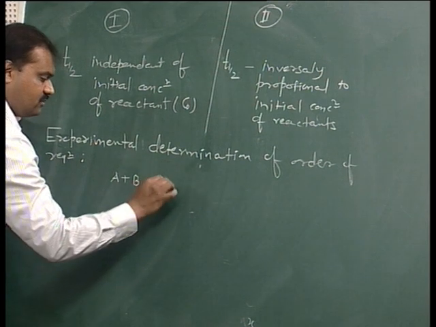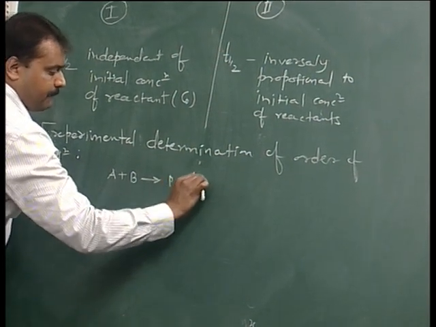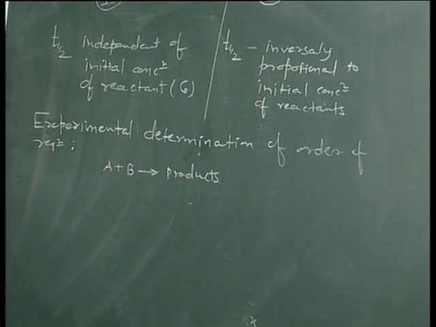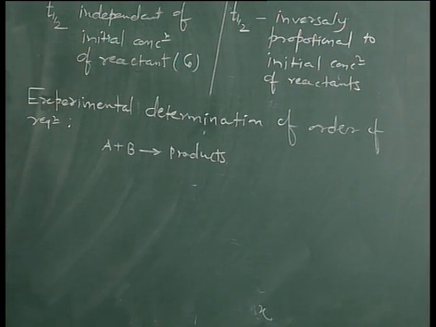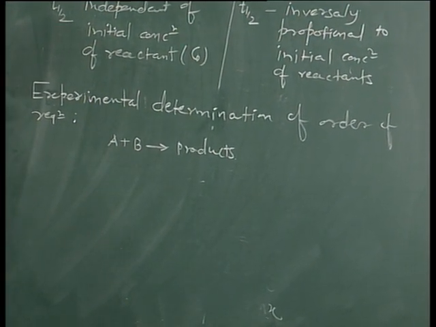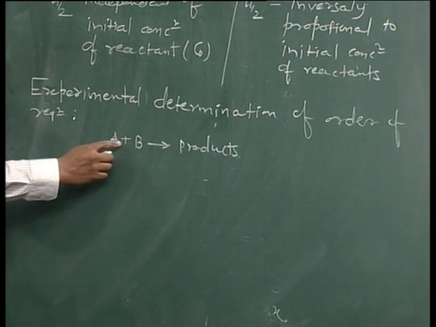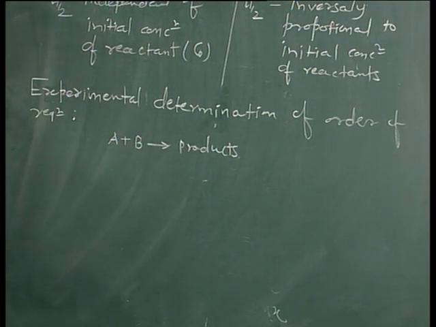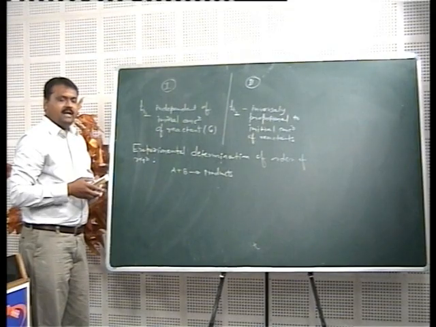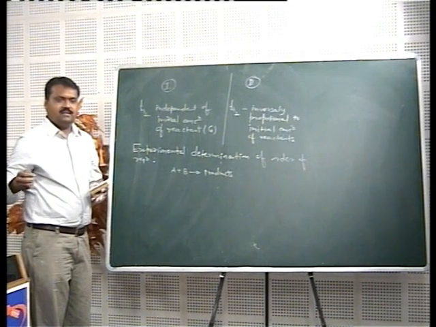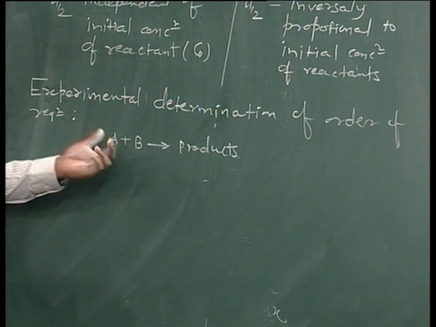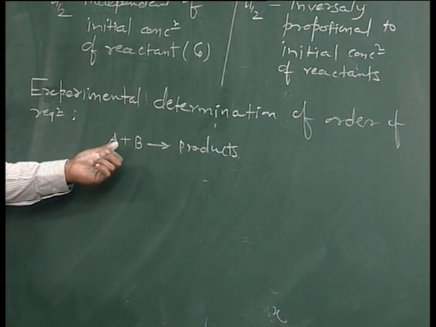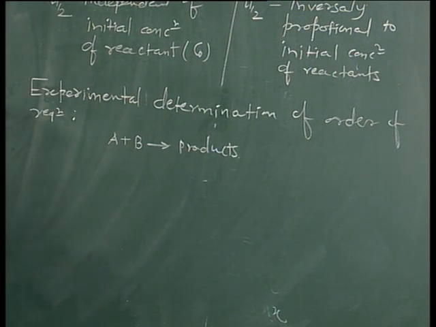A plus B to give products. Now if we want to determine the order of this reaction, according to experimental methods, we will start with a certain concentration of reactants. When we mix two reactants, the reaction will proceed, and after a certain time interval, we will measure the concentration of reactant or the concentration of product by appropriate titer.